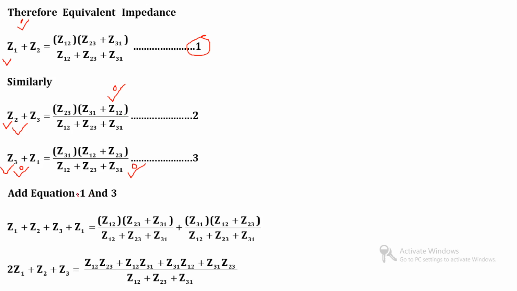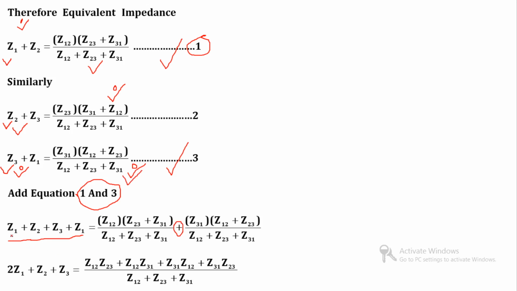Now further simplification will be done by adding equation number 1 and equation number 3. So the left hand side will be Z1 plus Z2 plus Z3 plus Z1. This will be the left hand side. This is the first term and this is the second term. So I will add both equation number 1 and 3.